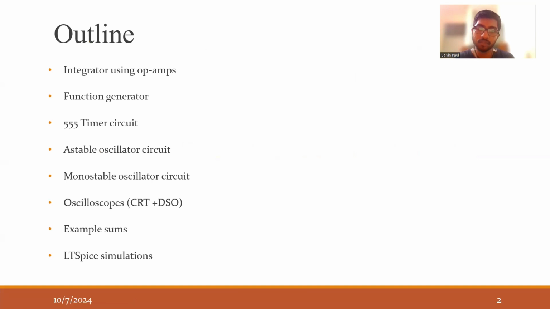So the outline of what I'm going to teach today is how we can use an integrator, how we can make an integrator using op-amps, how we can build our own function generator circuit, and what a 555 timer circuit is, what an astable oscillator circuit is, and what a monostable oscillator circuit is. And then we will learn a little bit about what oscilloscopes are, and then we will solve a few example sums and some LTSpice simulations. Okay.